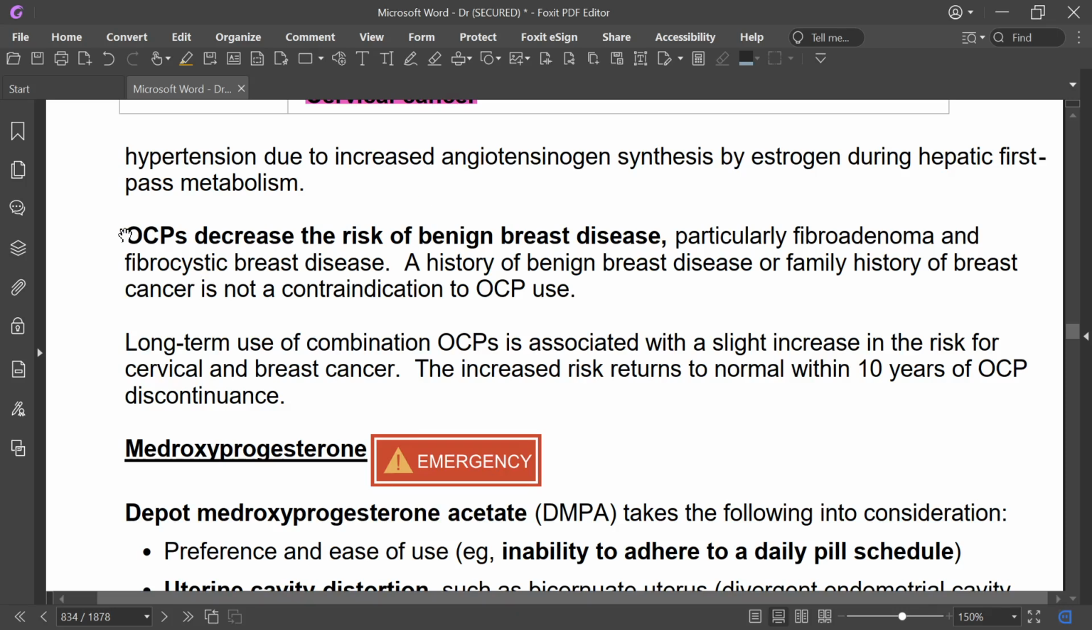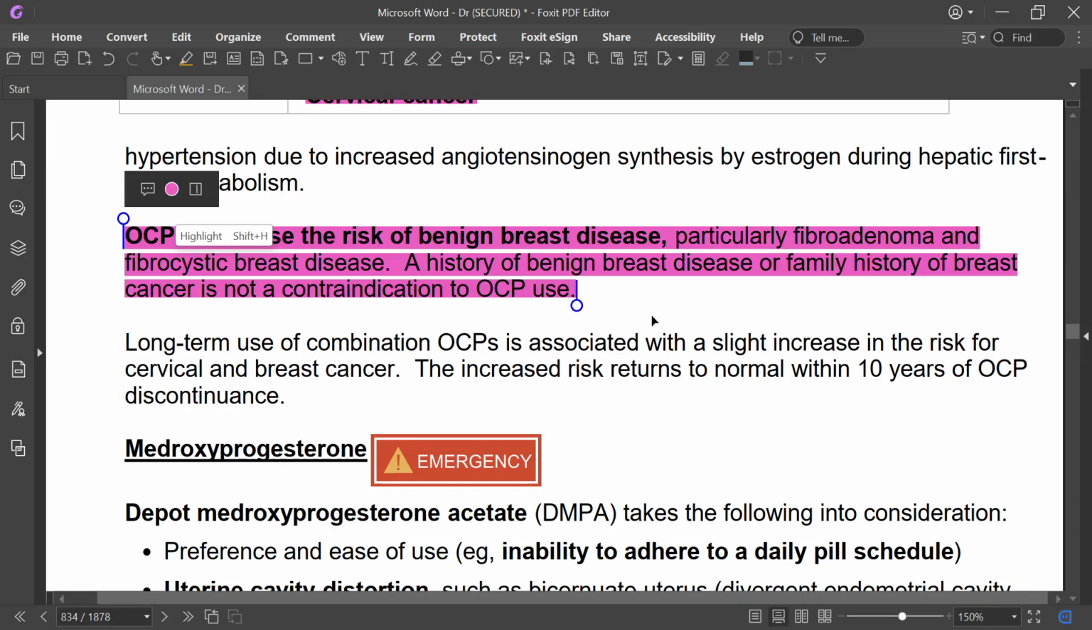This is a very high-yield thought. If a woman comes with complaints of fibrocystic disease, she already knew her diagnosis, that she has fibrocystic disease or fibroadenoma, and then she came to me asking, can I use OCP? Yes, you can. If your family has a breast cancer history, yes, you can.